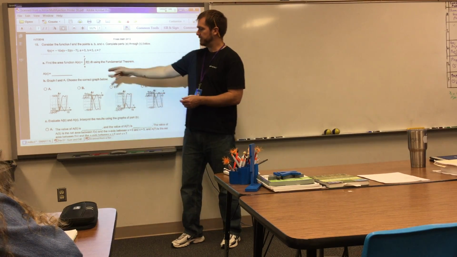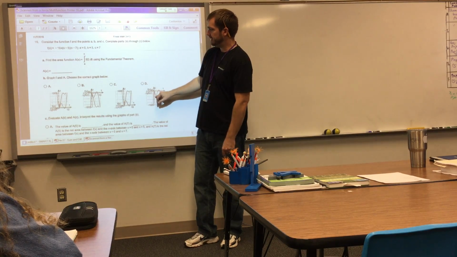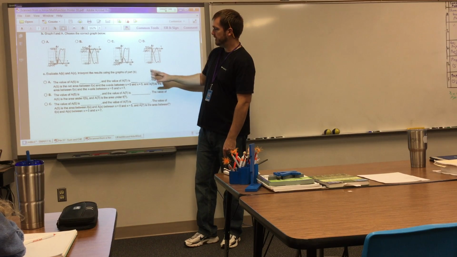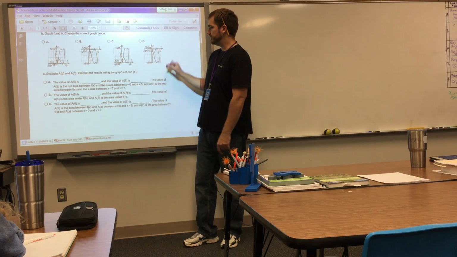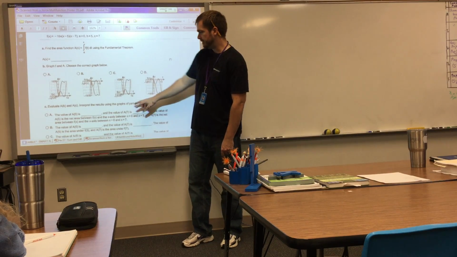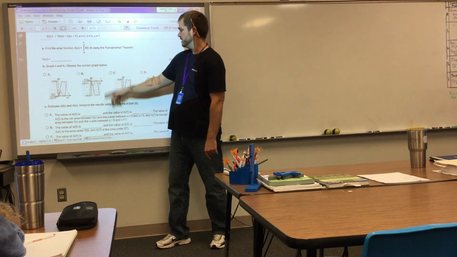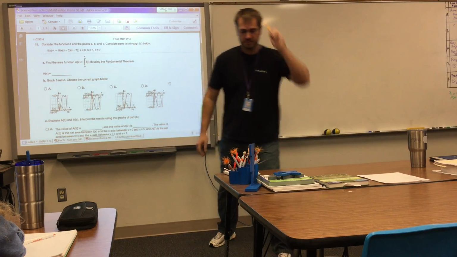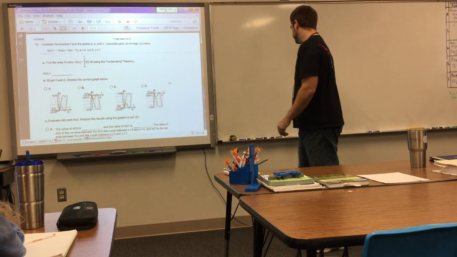Okay? And then we've got that. And then graph f and A. We've got some different graphs here. And then evaluate all this stuff and figure out what that means. We'll deal with that in a minute. It says evaluate A of b and A of c, and then interpret the results. We'll deal with that in time. And this is sort of a doozy, so here we go.